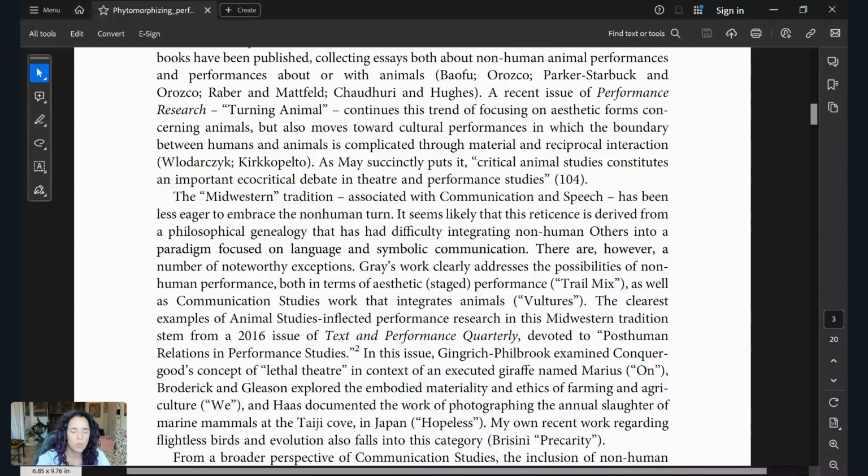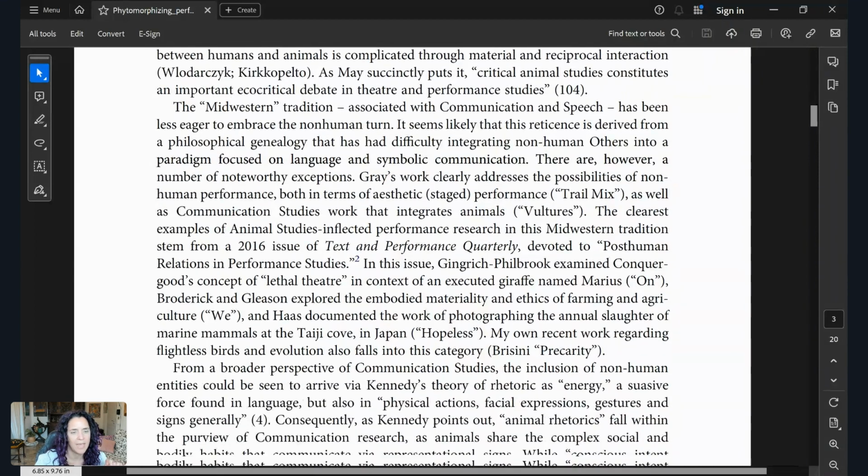I can see that. I can totally see that. I'm curious as to which direction he's going to take this argument around the animals.